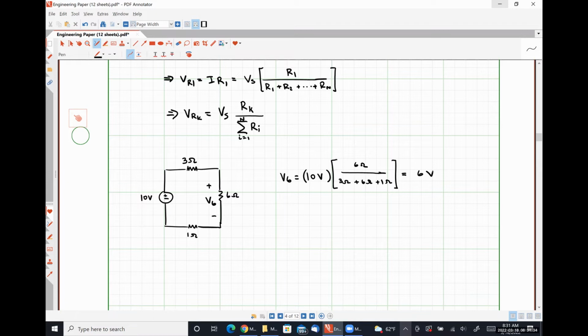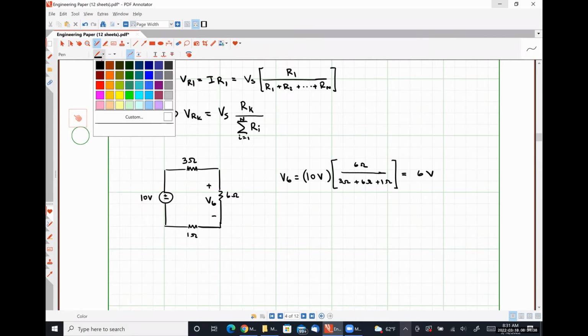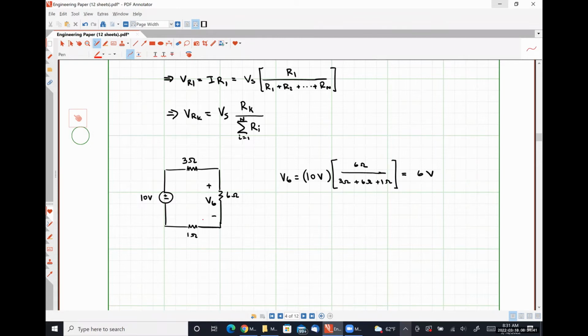Now, I'm going to intentionally try to trip you up here. I'm going to define a voltage drop V1 over the 1 ohm resistor, having effectively the opposite polarity as to what we would expect when we apply the principle of voltage division. What do you guys think the voltage should be?